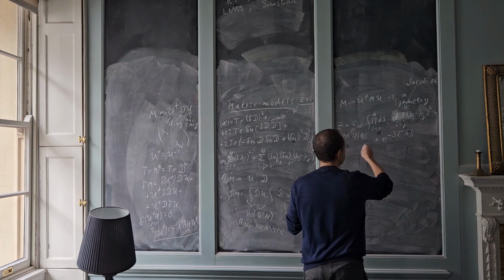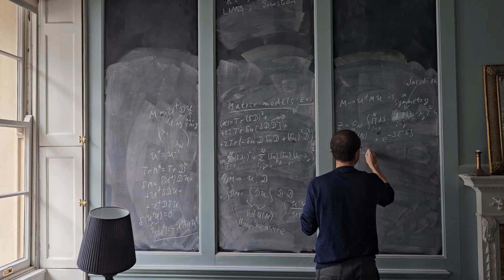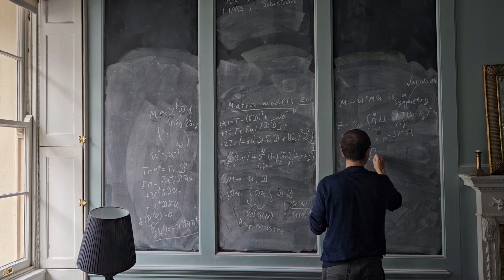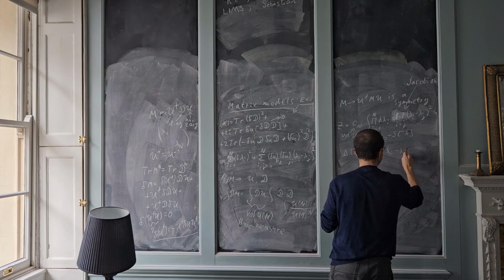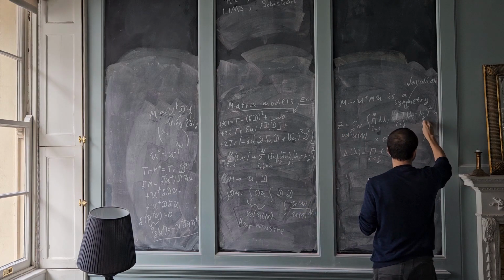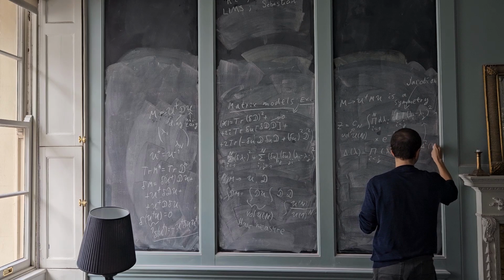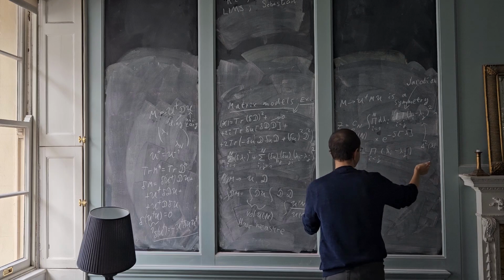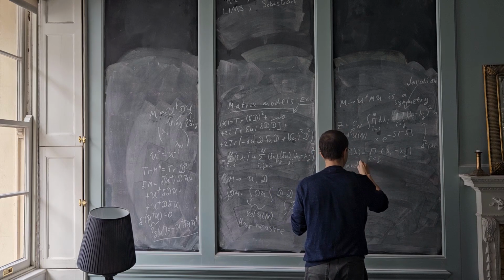So this thing is normally called delta of lambda, the product over i less than j of lambda i minus lambda j. And what we have here is delta squared. And by lambda, I mean the set of all lambda. So this is known as the Vandermonde determinant.